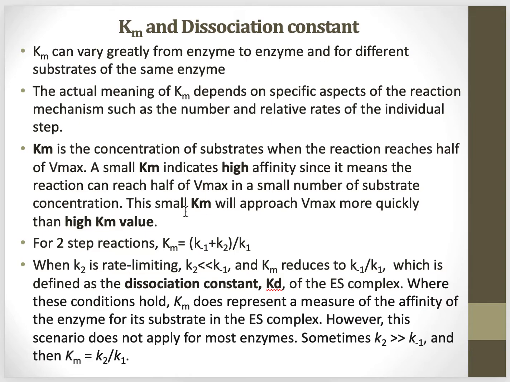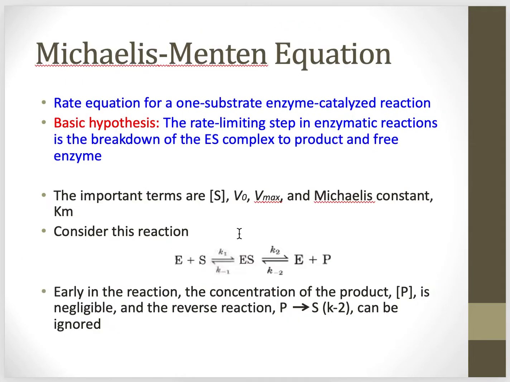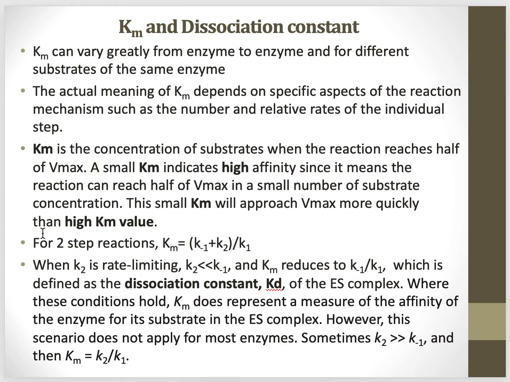Now, for a two-step reaction like this one, we already know that Km equals (K minus 1 plus K2) divided by K1. We know this from when we derived the Michaelis-Menten equation.